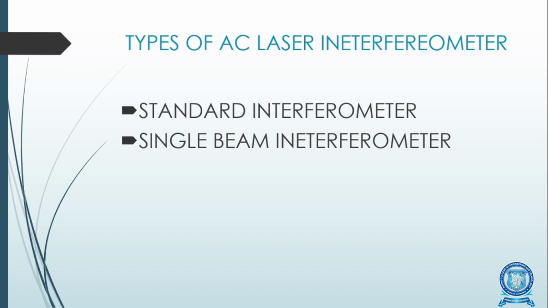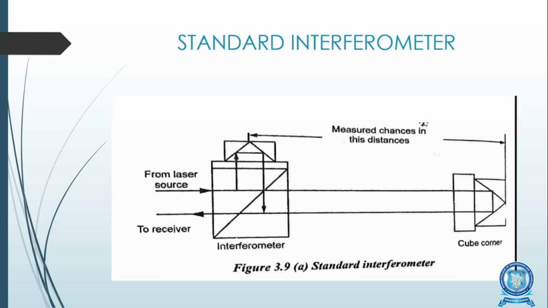So what are the different types of AC laser interferometer? There are two different types. One is the standard interferometer or single beam interferometer. The standard interferometer is also called a heterodyne interferometer. It produces two close but unequal frequencies.